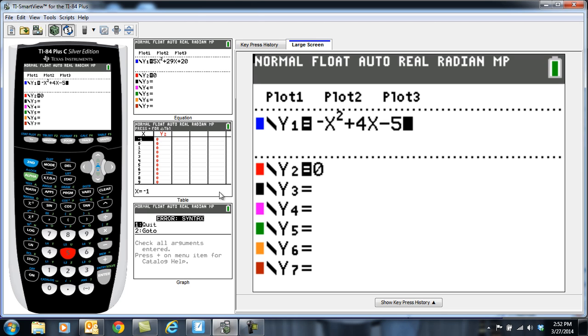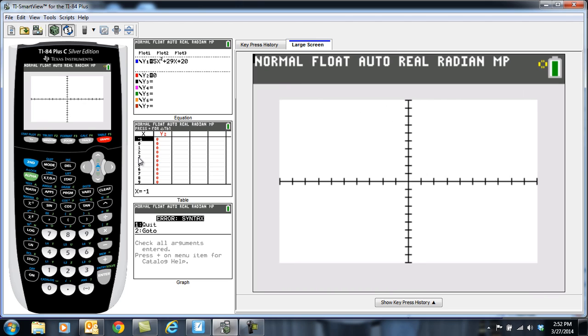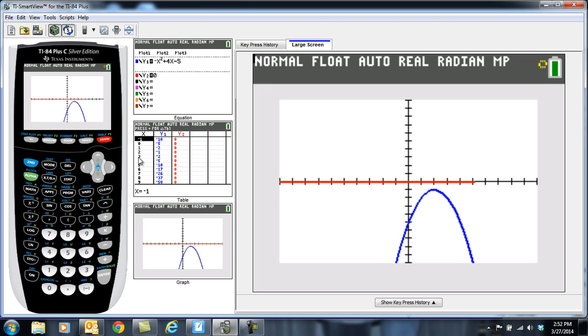And then the second one is going to stay 0, and so I'm going to graph them, see what they look like. It's important that you graph it first to make sure that your zeros show up on your screen. If they don't show up on your screen, if you can't see where it crosses the x-axis, then you're not going to be able to find them.